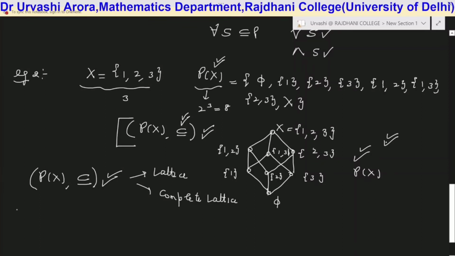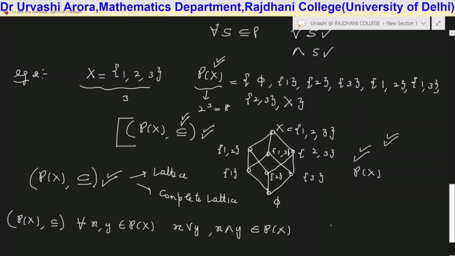Now for showing that the power set of X with respect to the inclusion relation is a lattice, we can pick up any pair of elements X and Y belonging to the power set of X, and we can verify that whatever pair we choose, the join of X and Y and the meet of X and Y both will be elements of the power set of X.